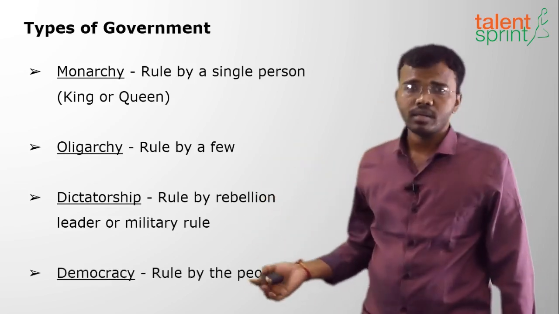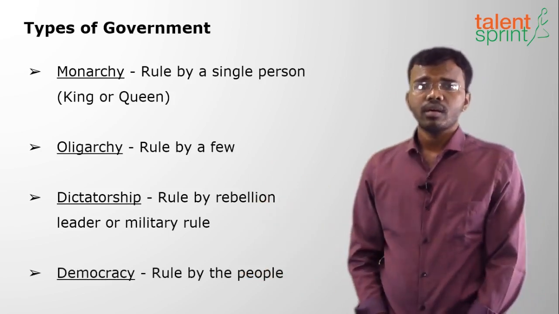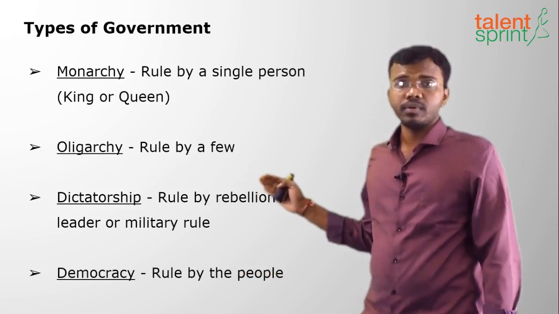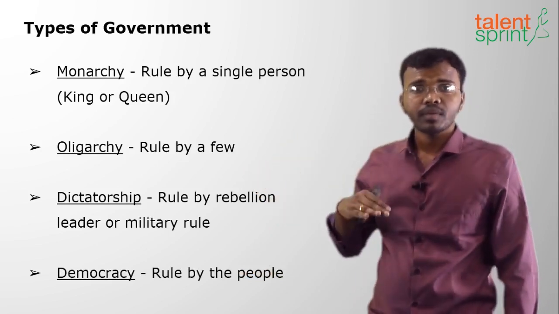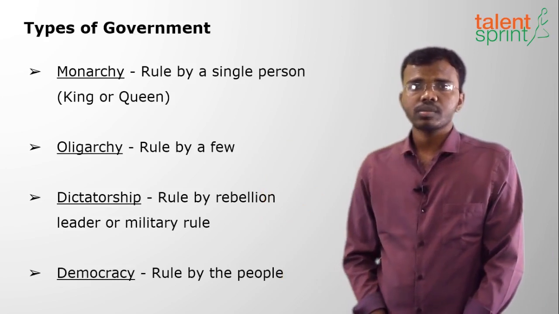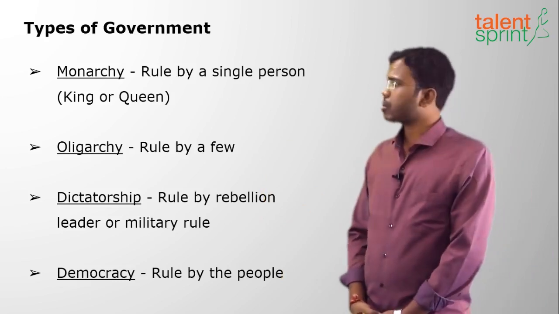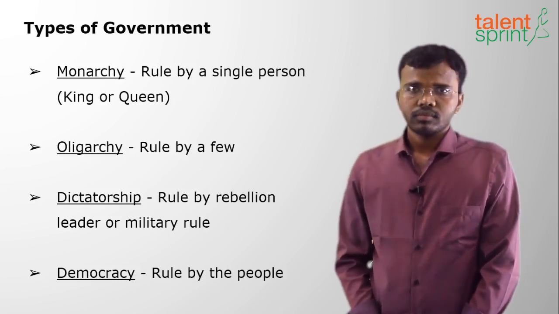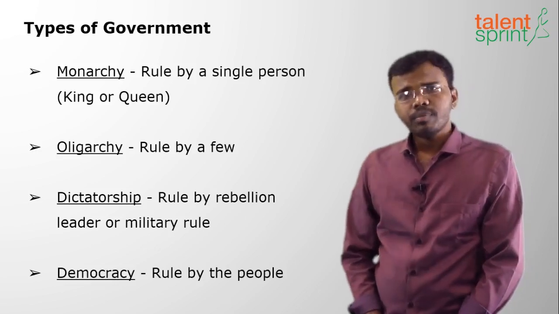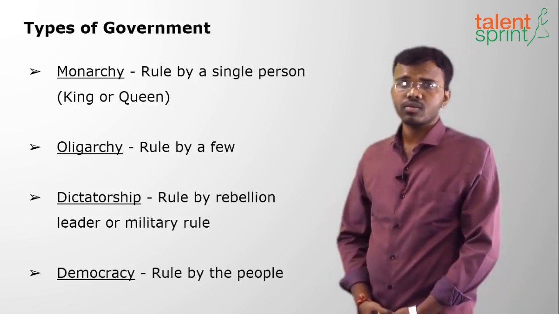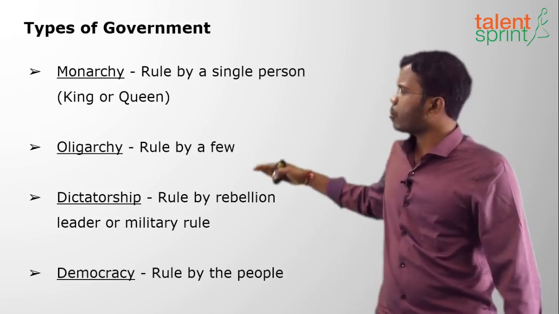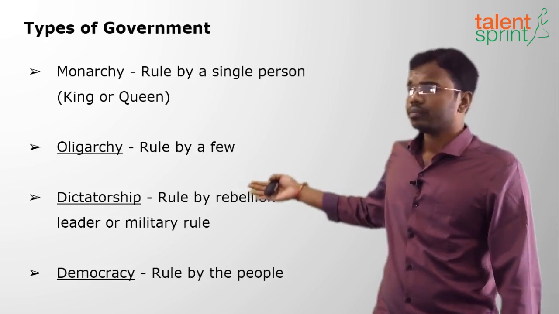The last type of government is democracy, the best form of government in the world. What do you mean by democracy? Democracy means rule by the people, that is government by the people, of the people and for the people. Why should the people rule? Because people are the ultimate. People's choice or people's needs must be served. The rulers must accept the choices of the people. All the people cannot rule, so people will choose their own representatives, and then the representatives will rule the people. So this is the best type of government in the world.